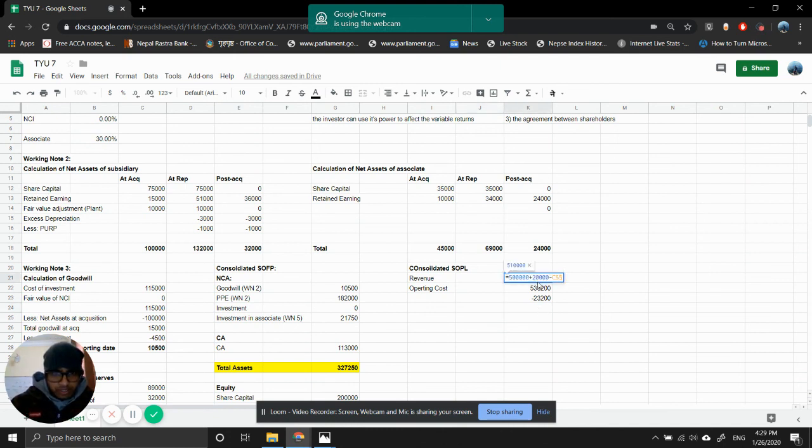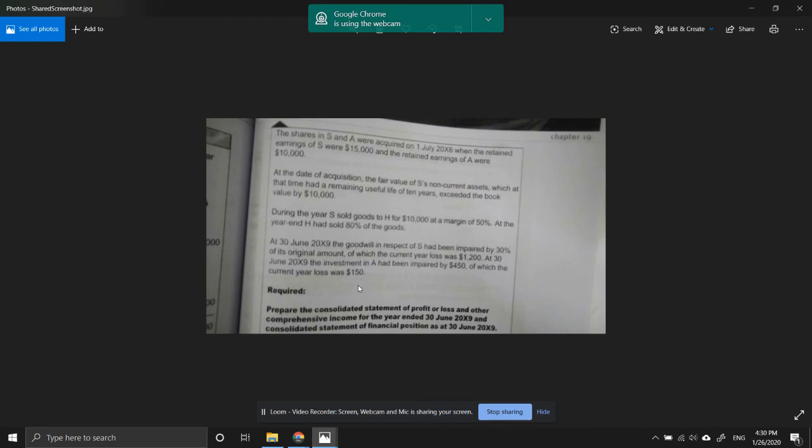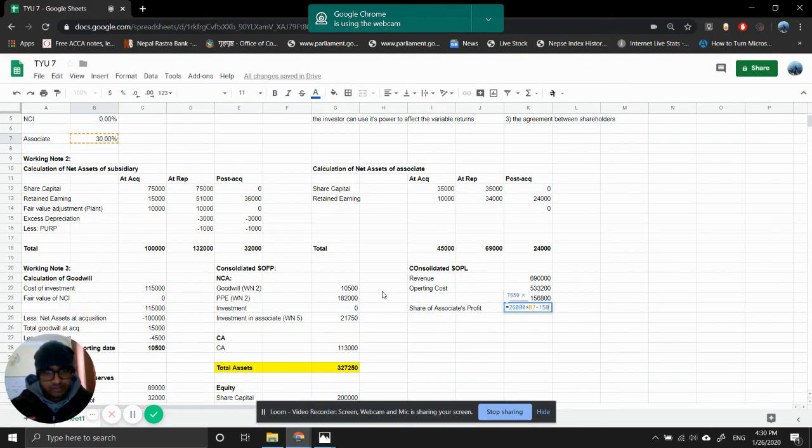So what happened? So this is 0, and then share of profit, right? Associates profit. Associates profit is 26,000, right? Into 0.30. And then has there been any impairment? Current year 150. Alright, so 150 will be deducted from here. 7650 is our associates profit.